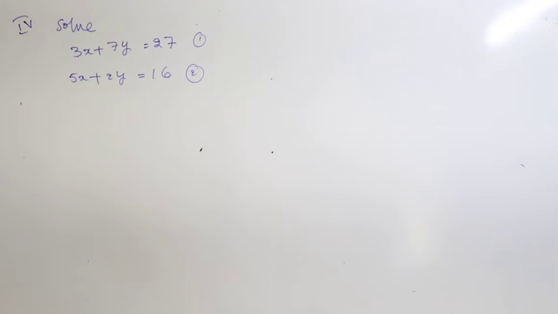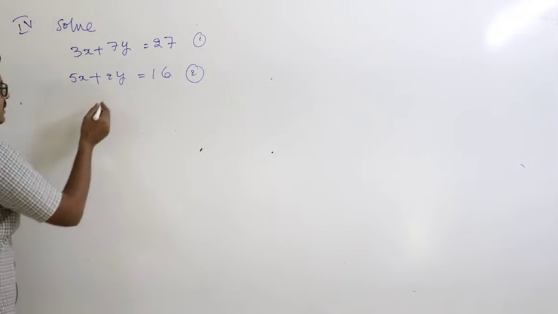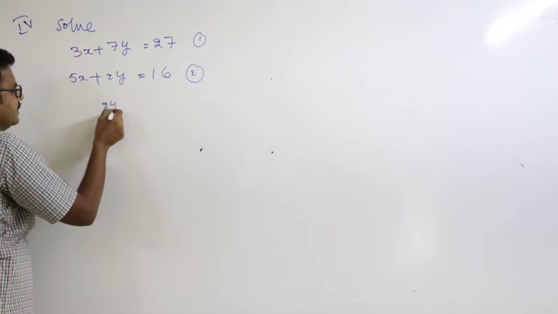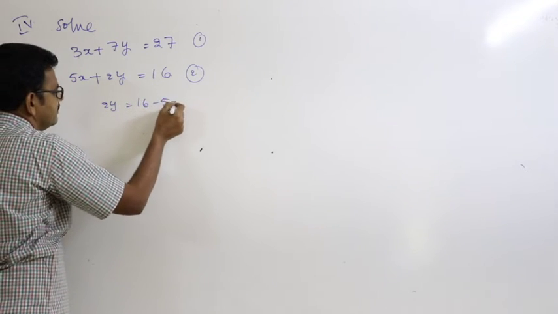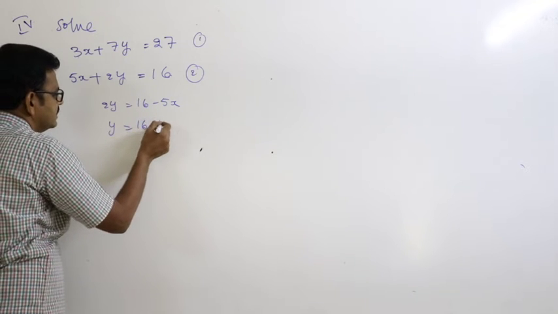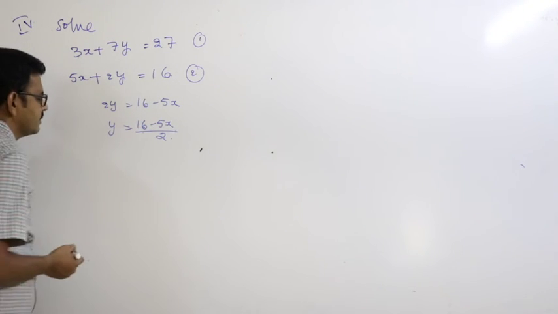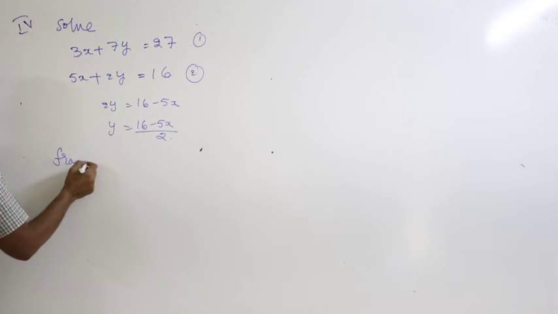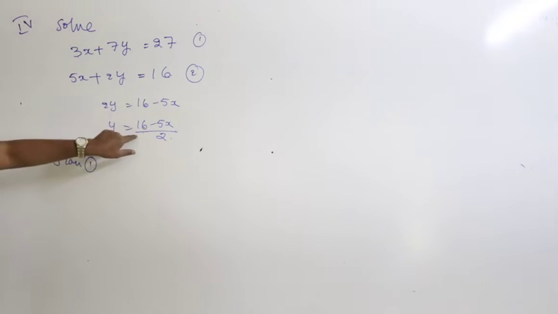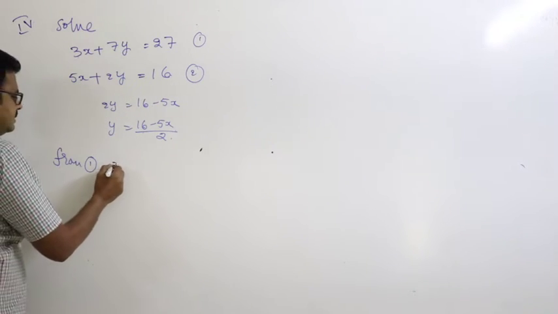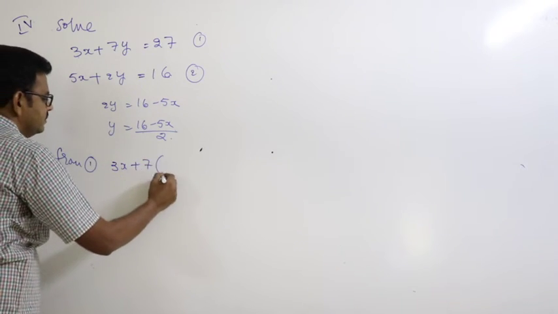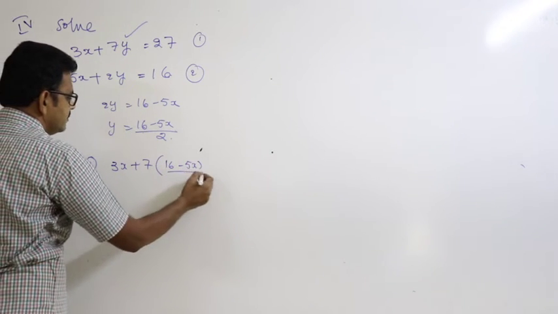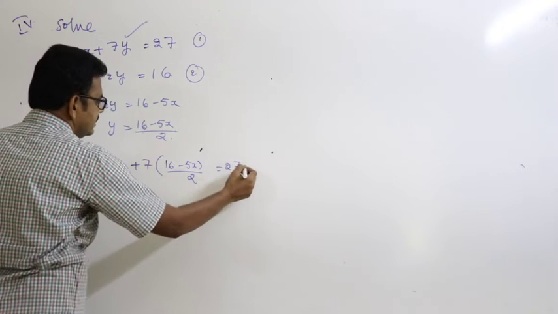Already you know the elimination method. This is the second method, the substitution method. That means from this second one, 2y is equal to 16 minus 5x. Y is equal to 16 minus 5x by 2. Now substituting y value in 1. So from equation 1, this is 3x plus 7 into y, where y is 16 minus 5x by 2, is equal to 27.